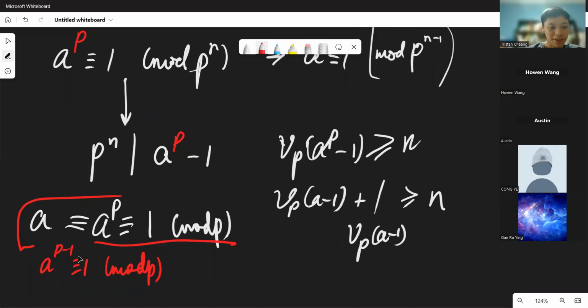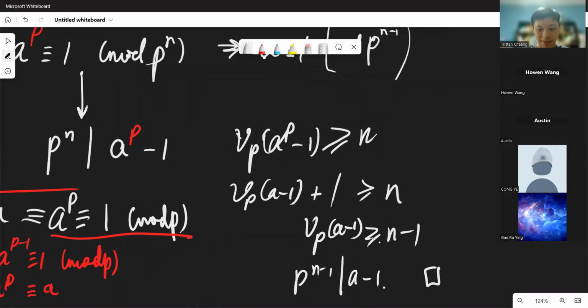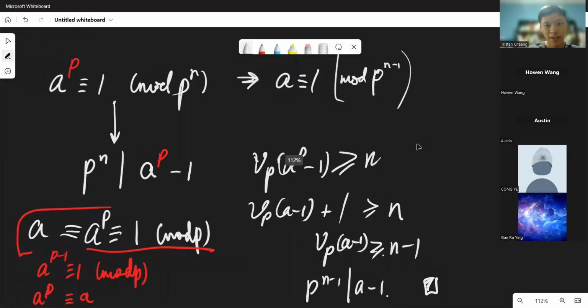Because if A to the P minus 1 is 1, then A to the P is A. This is true for all integers A. So this is V_p(A minus 1) is more than or equal to n minus 1. So P to the n minus 1 divides A minus 1, and then we're done. That just means A is 1 mod P to the n minus 1.